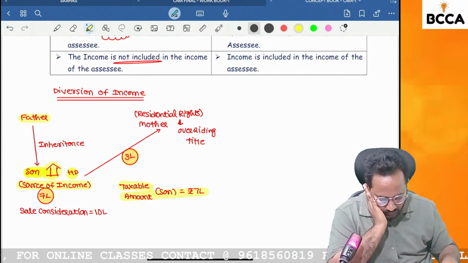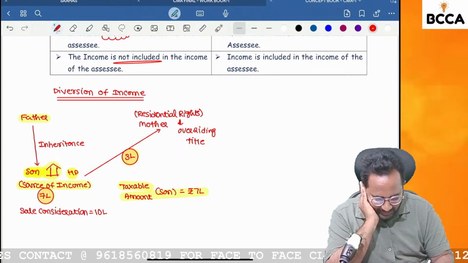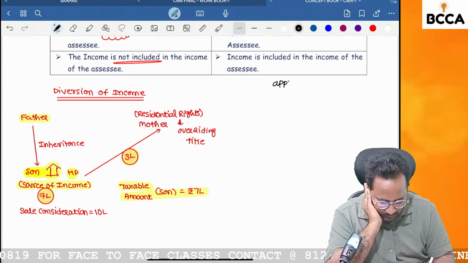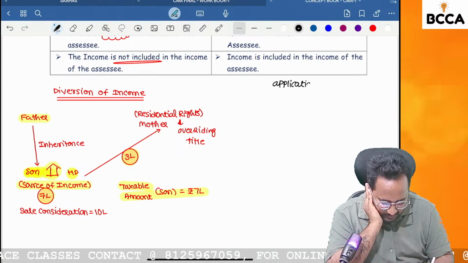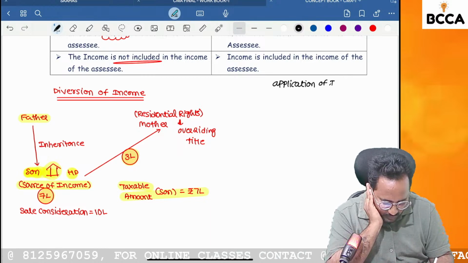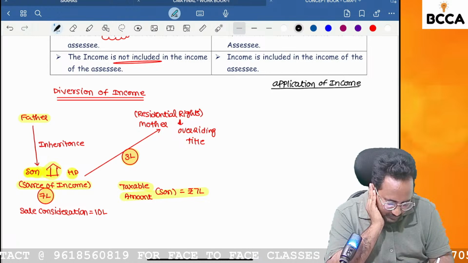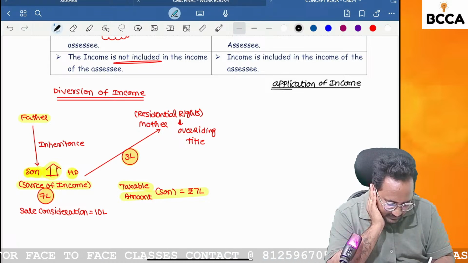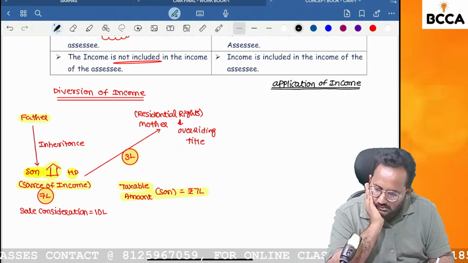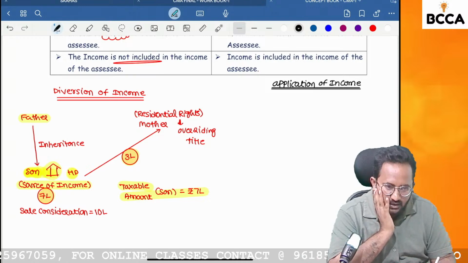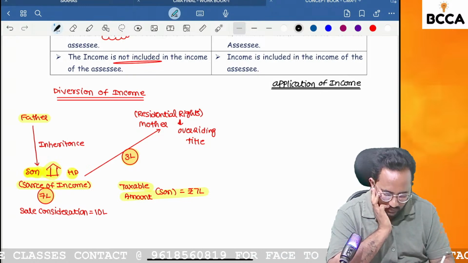Next, I want to take the example for the application of income. What do you mean by the application of income? I think you know what is meant by application. Using. You are using your amount for any purpose. Application means what? Using.